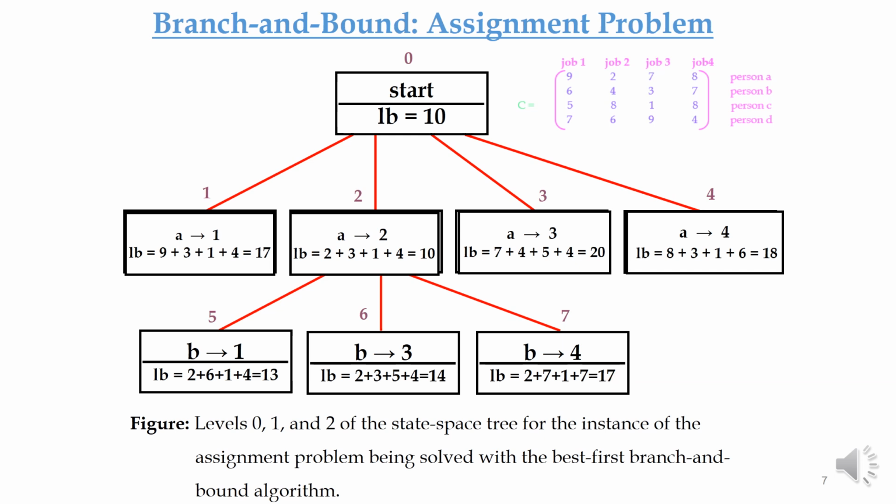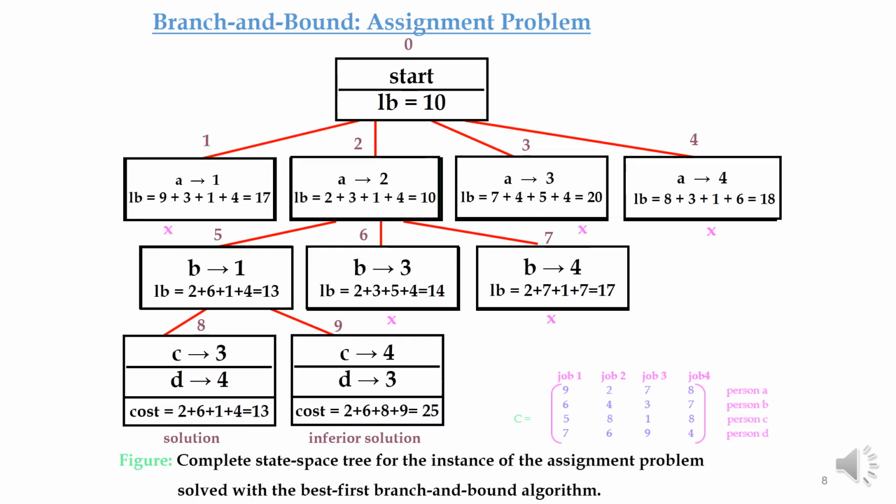So now 2 persons are allotted with jobs. Now we have to take the smallest one. Here we can choose node 5 as the smallest one, so we can expand the state space tree from this node. Now among these 3 nodes, this 13 is the smallest. So now we can expand from this node.